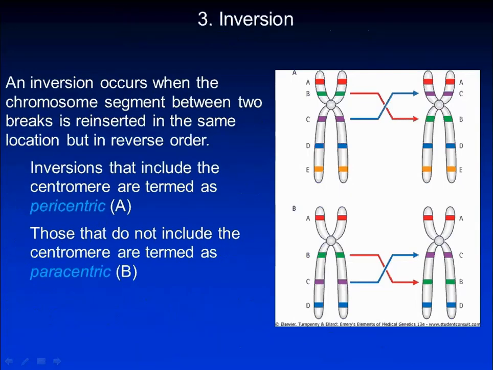An inversion occurs when the chromosome segment between 2 breaks is reinserted in the same location but in reverse order. For example, there's a break at B and there's a break at C. When this segment is reinserted in the same location but in reverse order, this is inversion. Inversions that include the centromere are pericentric. Inversions that do not include the centromere, for example, like these, are paracentric.